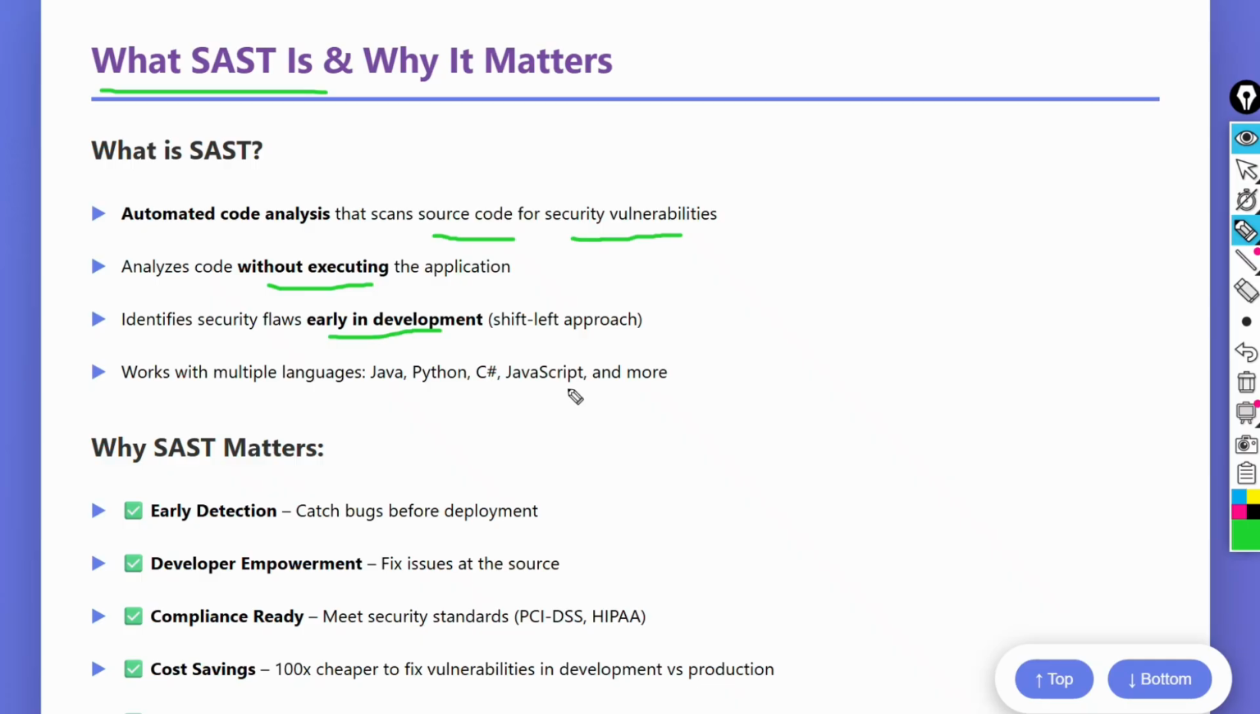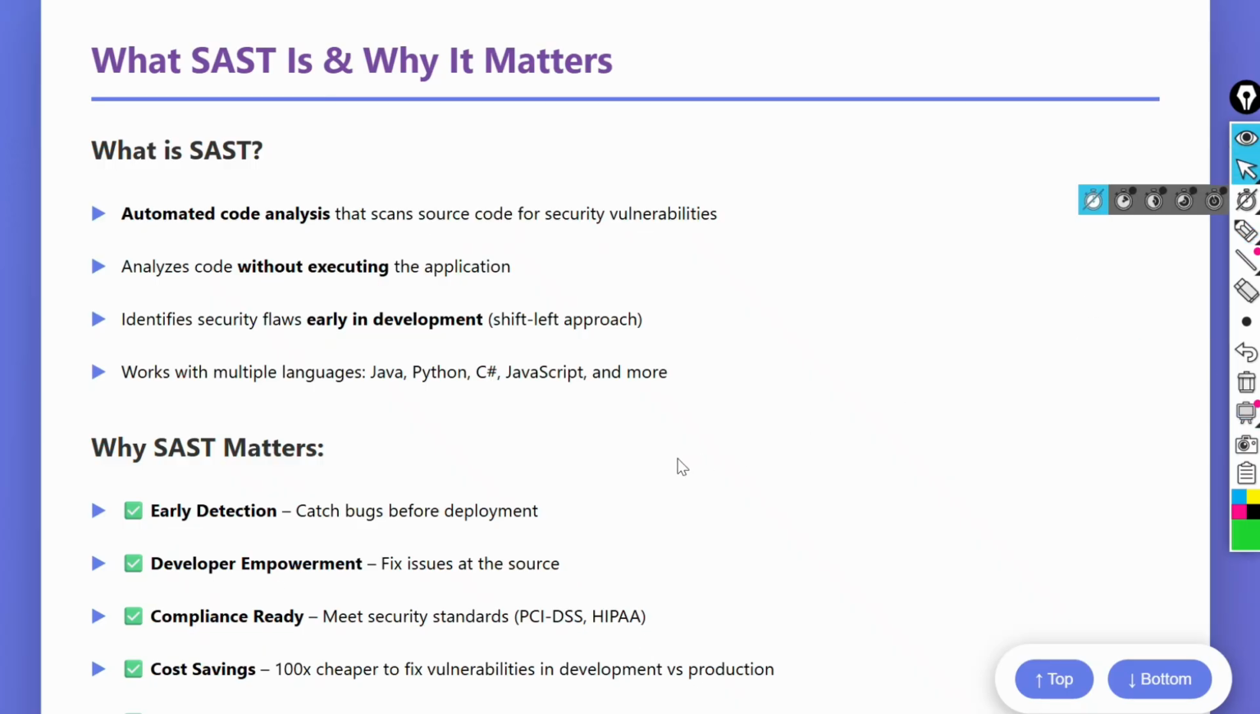Now let us see why this particular thing matters. Why exactly it matters: firstly, it is early detection. That means we can catch the bugs before we go to deployment. Secondly, it gives developers empowerment, so they can fix the issues directly at the source, in the development phase itself. And thirdly, it helps with compliance readiness for standards like PCI DSS and HIPAA. So we are able to achieve this compliance.